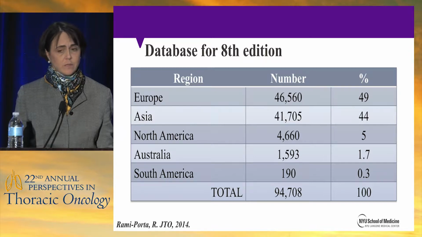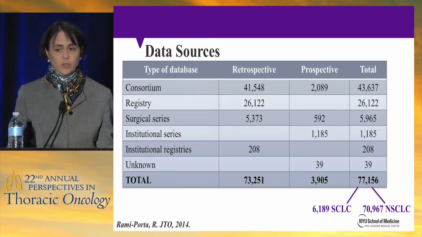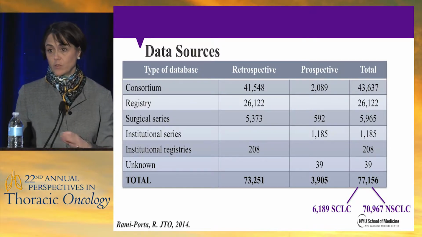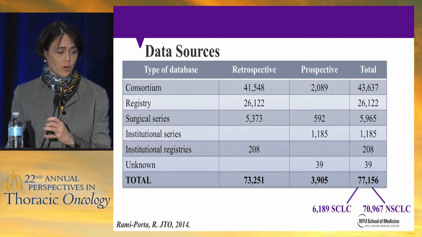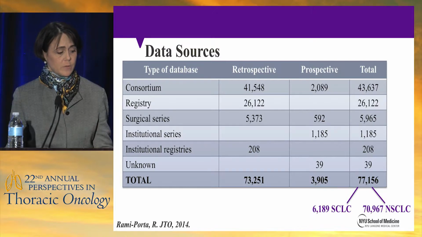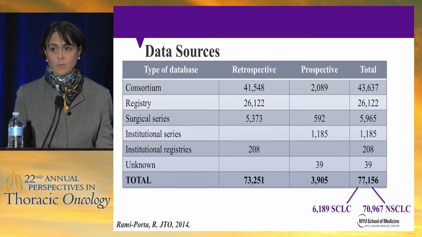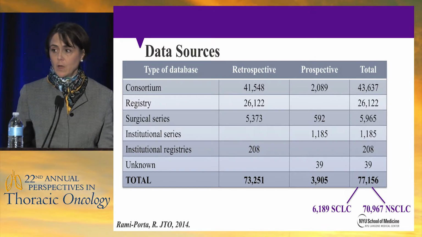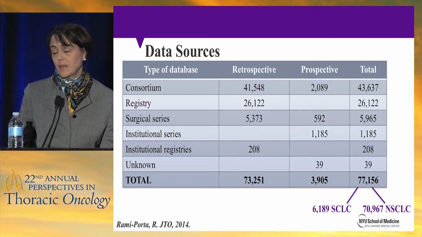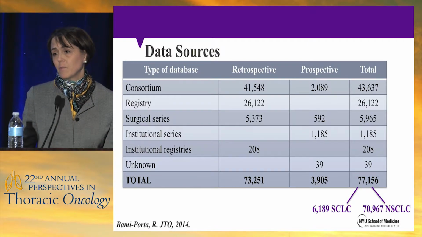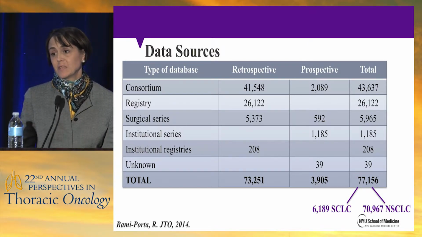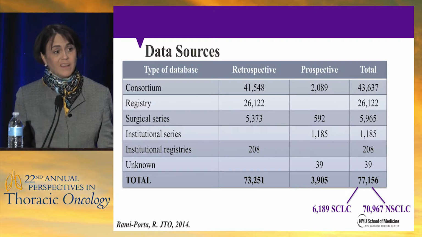For the current staging system, 94,000 patients were evaluated. After exclusion, 77,000 patients were used. The other thing unique over the last staging system is that there's a lot more prospective data, not just retrospective data. 70,000 of these were non-small cell, but that still means there were 6,000 small cell, and that's the reminder that this TNM system is used for not only non-small cell, but small cell and for carcinoids.